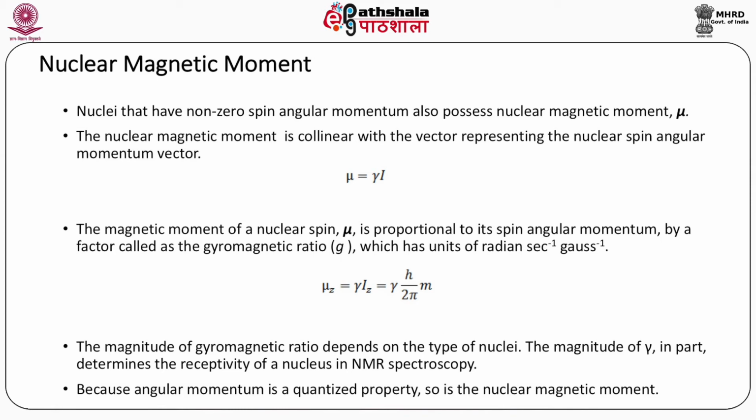The magnitude of the gyromagnetic ratio depends on the type of nuclei. The magnitude of gamma in part determines the receptivity of a nucleus in NMR spectroscopy. Because angular momentum is a quantized property, so is the nuclear magnetic moment.